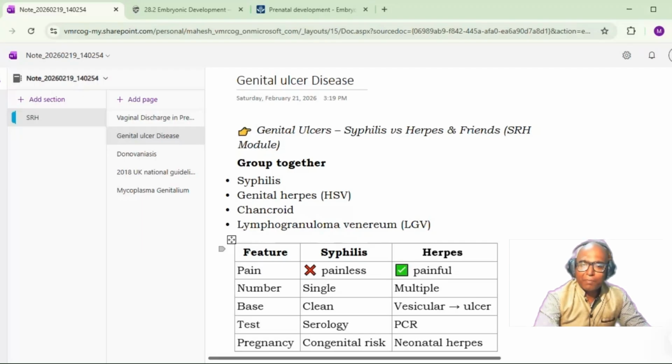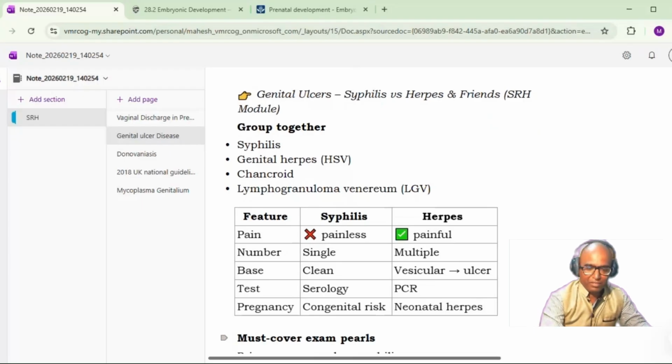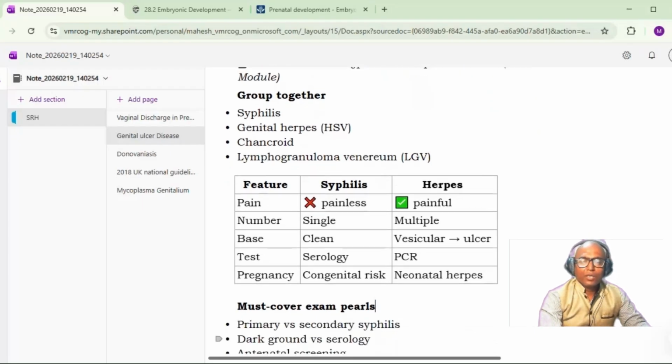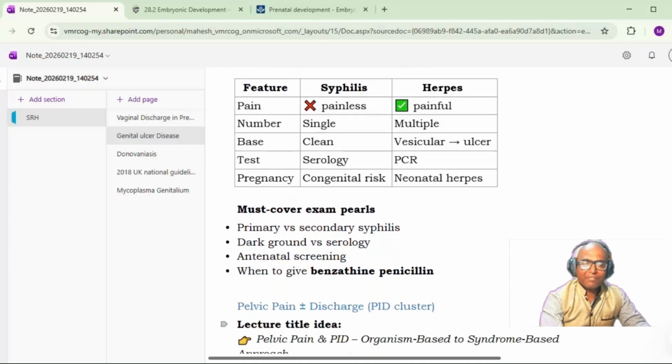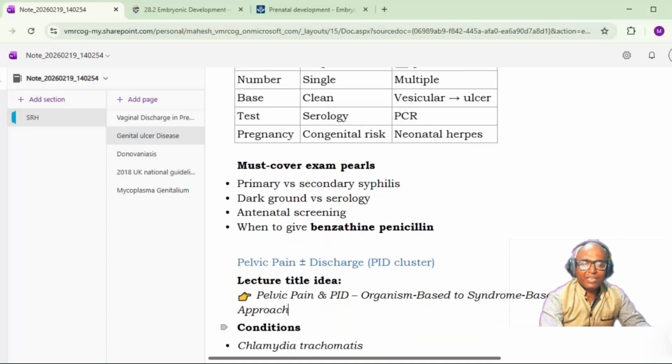While herpes is a painful ulcerative condition. There are multiple ulcers. Initially there will be vesicles. They will form ulcers. PCR is the test, and neonatal herpes can happen. Okay. So primary versus secondary syphilis, dark ground, we will discuss along with syphilis.